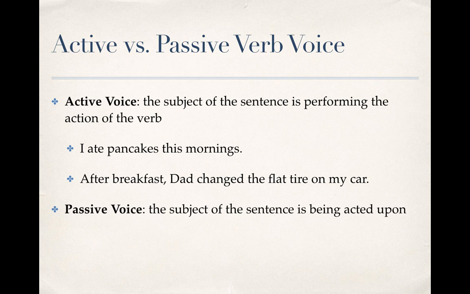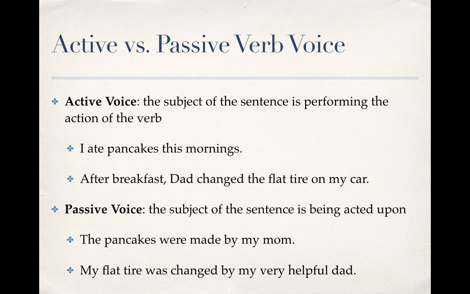Whereas passive voice is when the subject of the sentence is being acted upon. It is not performing the action, but someone else is performing the action upon the subject. So this is probably a more awkward form of writing, but sometimes we have to use passive voice for whatever reason. The pancakes were made by my mom. So the subject of this sentence is pancakes. Now, did the pancakes make anything? No, they're being acted upon. They were made by my mom. My flat tire was changed by my very helpful dad. So the subject of the sentence, flat tire, isn't doing anything in this sentence. So it's passive. Someone else is acting upon that tire.